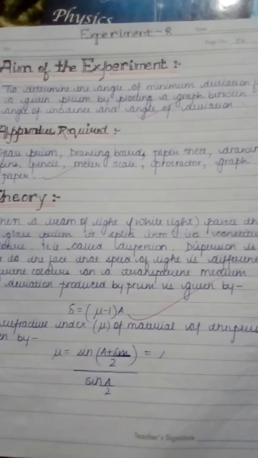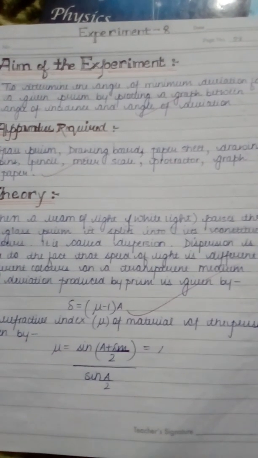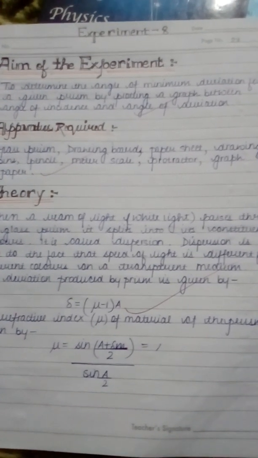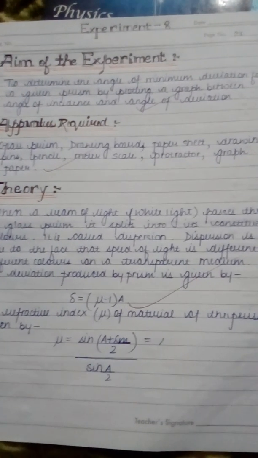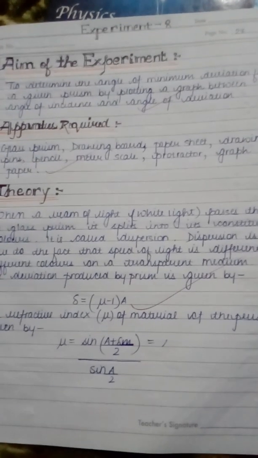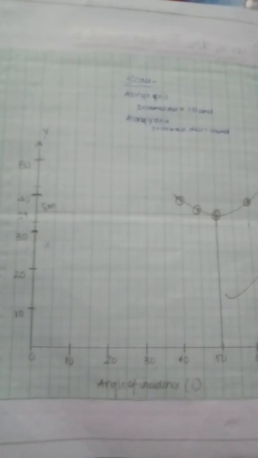Coming to experiment 8, which is entitled: to determine the angle of minimum deviation for a given prism by plotting a graph between angle of incidence and angle of deviation. I think that this is the most important experiment for class 12, because externals will ask to perform this experiment, and this is the graph.